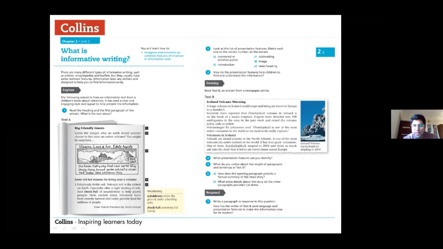A huge volcano in Iceland could erupt and bring air travel in Europe to a standstill. Scientists have reported that Eyjafjallajökull volcano in Iceland is on the brink of a major eruption. Experts have detected over 100 earthquakes in the area in the past week and raised the volcano safety code to yellow. Of course, the passage is further subdivided with a subheading, Volcanoes in Iceland. But it's a short text.